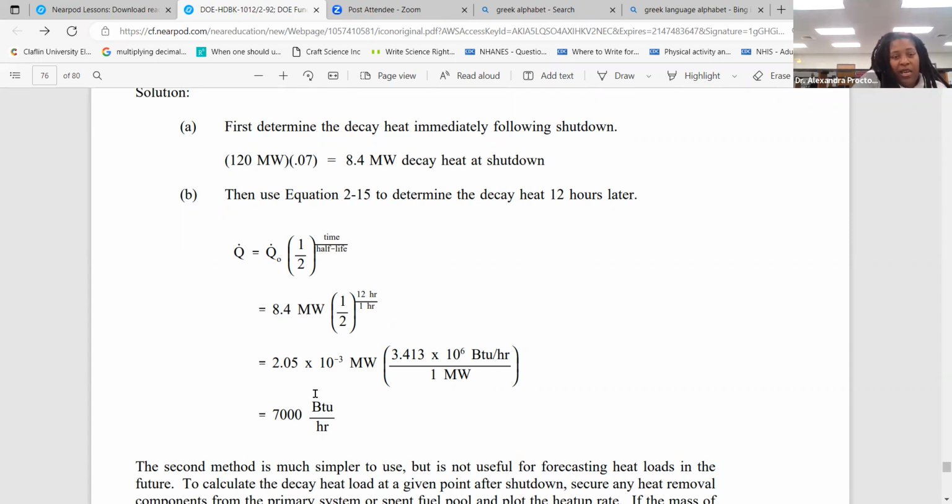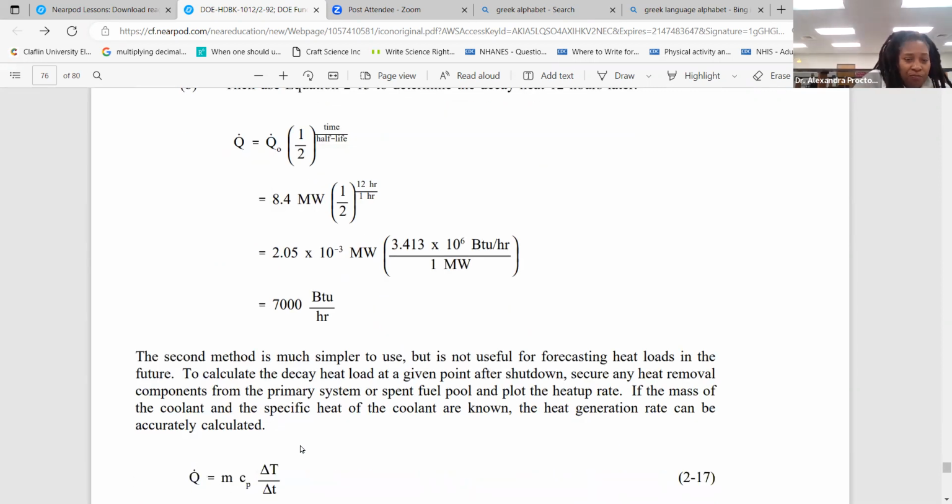And then you wind up with 2 times 10 to the minus third megawatt times 3.413 times 10 to the 6 BTU per hour divided by 1 megawatt. And so your Q winds up being 7,000 BTU per hour. So the second method is simpler to use, but it's not useful for forecasting heat loads in the future.